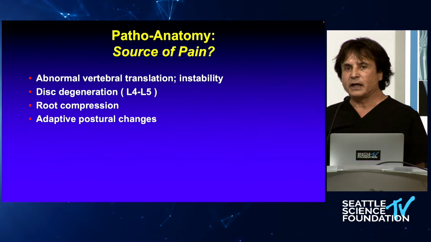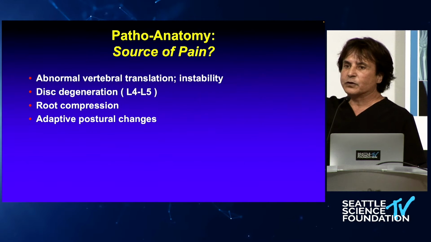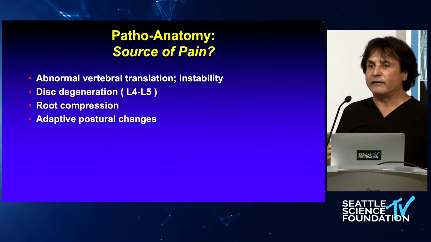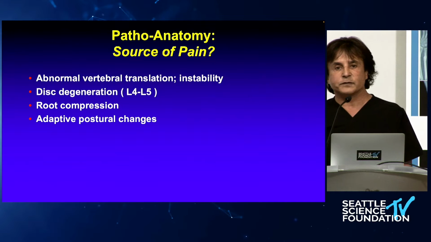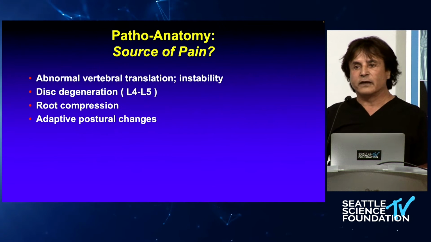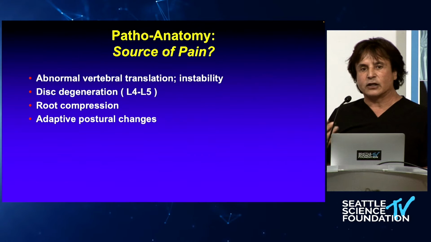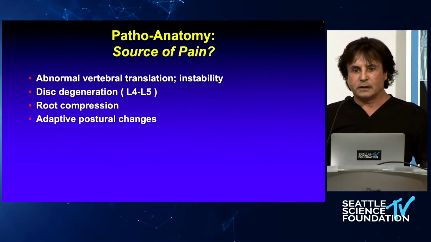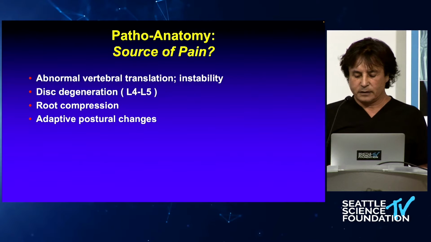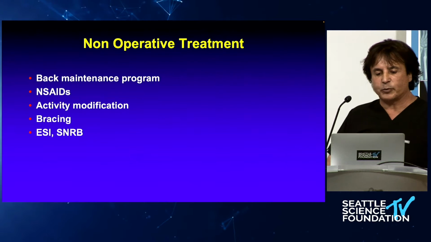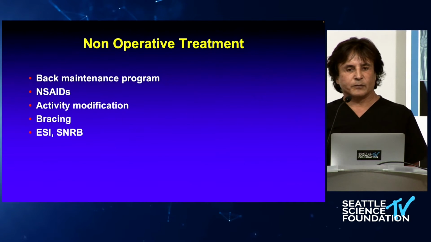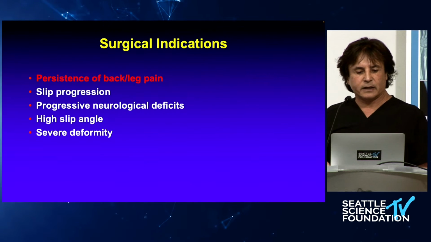So what is causing the pain? And if you look at a group from Toronto, they looked at L4-5, and they said that L4-5 is more commonly the source of pain than actually L5S1 in the adult group. So I think you've got to keep an open mind as to what is the source of pain. All right, non-operative treatments, just to list them here, that's all I have to say about that.